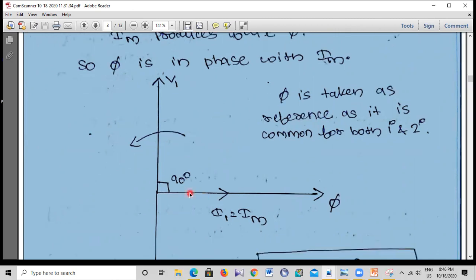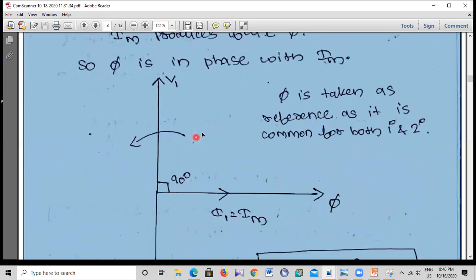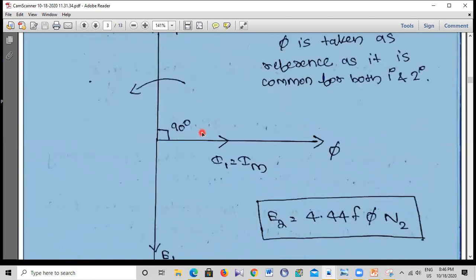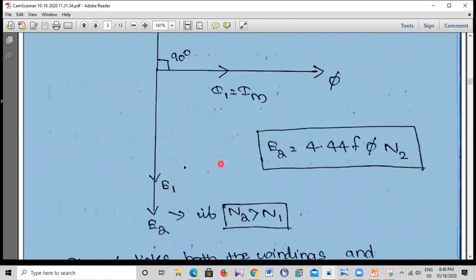Okay. And we also know that the EMF is actually sine omega t minus pi by 2. So that's why the EMF is also lagging the voltage, that is, it is opposite in direction. So flux is lagging EMF. E1 is the primary EMF and E2 is the secondary EMF. They will be in phase, but they will be slightly different in magnitude because it will be based on which has more number of turns. If E2 has more number of turns, that is N2 is greater than N1, then E2 will be more.